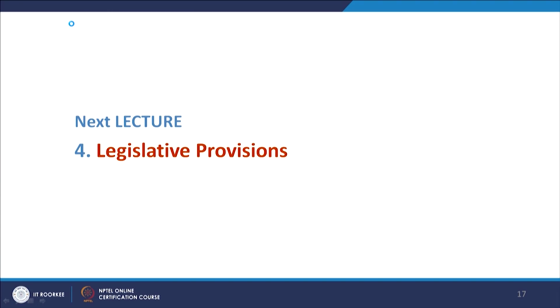The next lecture will be covering the legislative provisions. It is very important to understand that after the constitutional mandate, it is the job of the state government to take appropriate acts in their legislative assembly. So, we will discuss what the provisions are in the legislative assemblies of some of the states, and what the typical provisions are in state level laws.